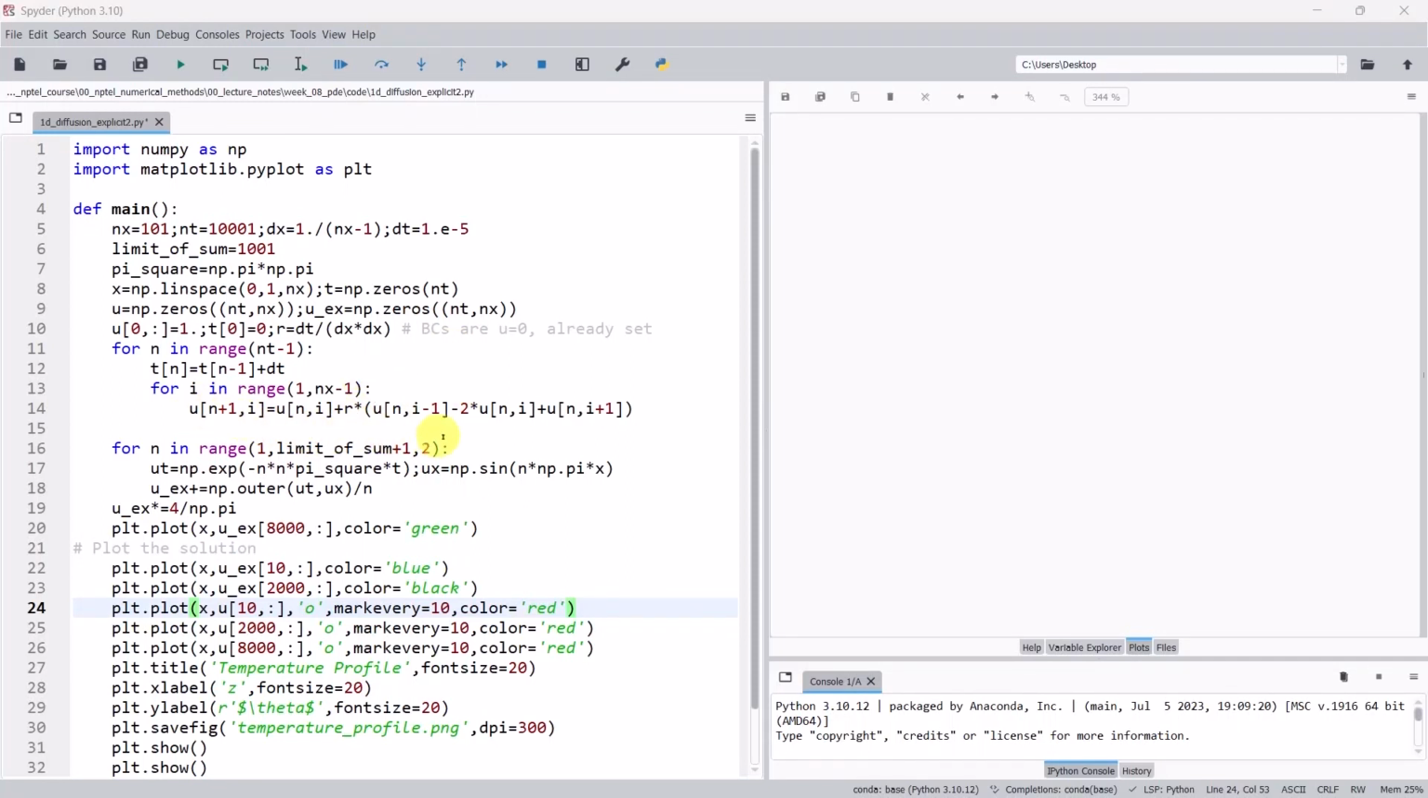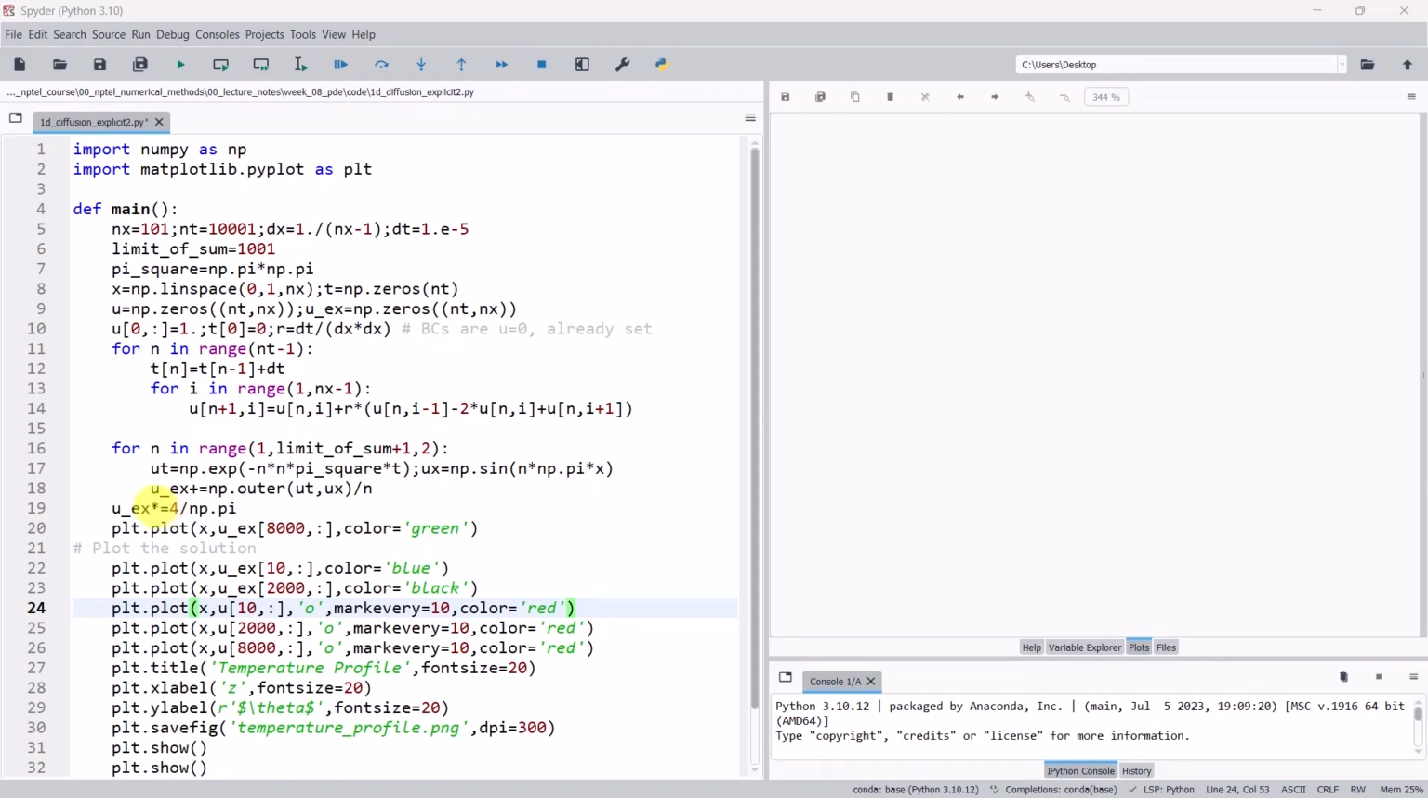So this u calculation, what is happening here, this completes our explicit calculation of temperature. You can see how simple it is. In one line pretty much it is complete. Now for the calculation of the analytical solution, the analytical solution we have already established in previous lectures.